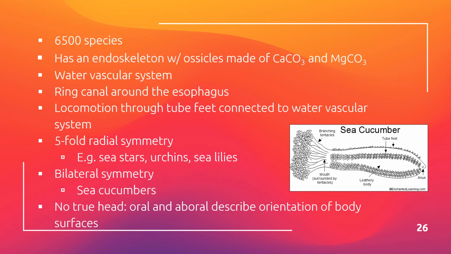Some of the most well-known echinoderms are sea stars, which have radial symmetry, but some echinoderms also possess bilateral symmetry, like sea cucumbers. So in addition, they have no true head, and they're oriented with their mouth on the bottom side of their body that's used for ingesting food.